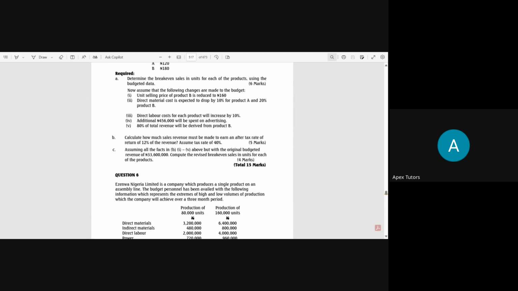I would like to ask a question at this point. This value of 456,000, is it fixed or variable? Okay, fixed. It's fixed. Why is it fixed?